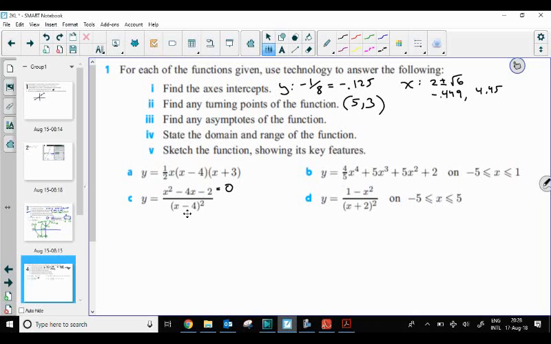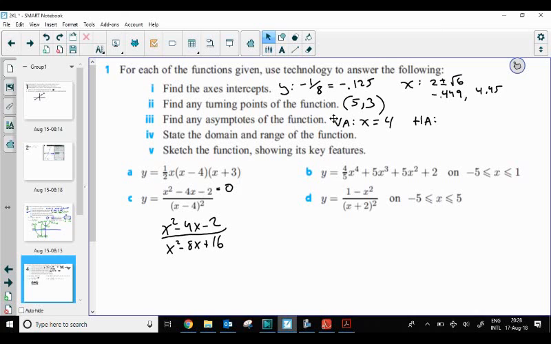And that brings us to part 3, the asymptotes. So yes, there's a vertical asymptote when x is equal to 4. Is there a horizontal asymptote in this case? Yes, definitely. And we're going to work it out the same way as we did with the simple rational functions in a previous section. In this case, if I were to rewrite this as x squared minus 4x minus 2 over x squared minus 8x plus 16.